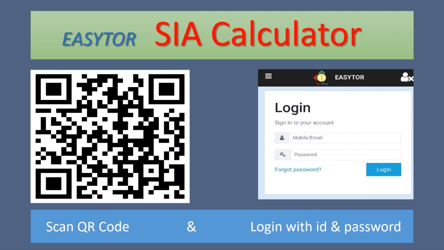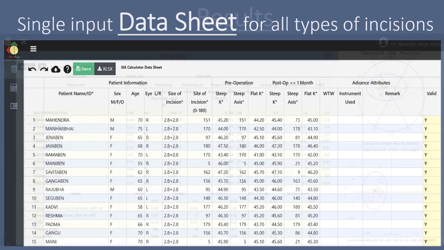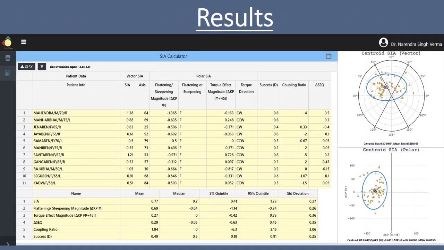You can access it by scanning the QR code, logging in with your email ID and setting the password. The input datasheet is in Excel sheet format. Only one datasheet is required for all types of incisions. Results and graphs are displayed on a single screen for easy evaluation.